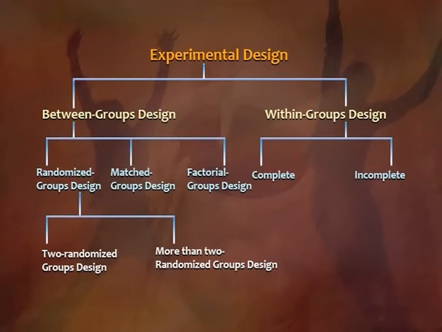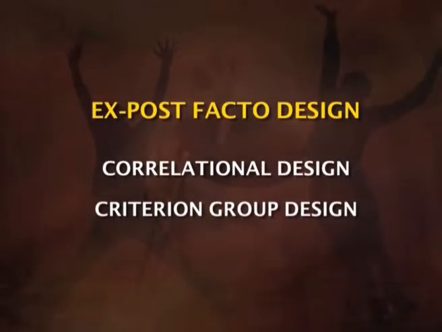Thus, we saw in this lesson a number of experimental designs. First, we saw between subjects design and the three types of between subjects design, that is randomized group designs, matched group designs and factorial designs. We also saw within subjects design and its advantages and disadvantages. Finally, we saw what are ex post facto designs and two important types of ex post facto designs, that is correlational design and criterion group design. And finally, from this lesson, we have also tried to understand why it is absolutely essential for the researcher to have a research design or a blueprint of the experiment before he actually goes on and conducts the experiment.